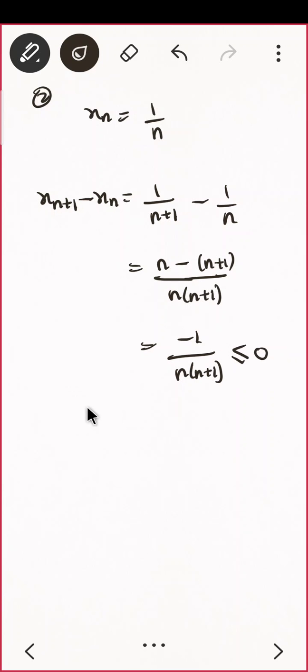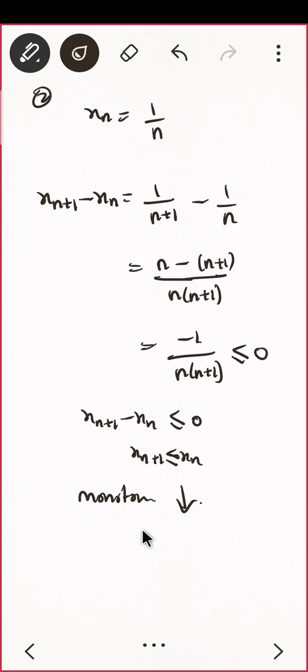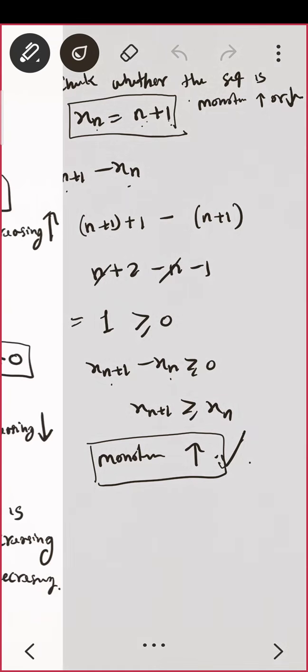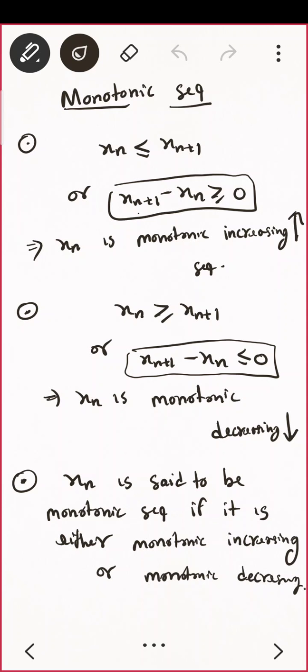So once your xn plus 1 minus xn is negative, what is your conclusion? It is monotonic decreasing. Very nice. Perfect. So my question was, does there exist a sequence which is monotonic increasing also and decreasing also?